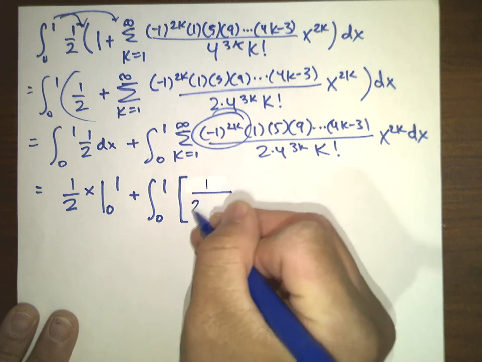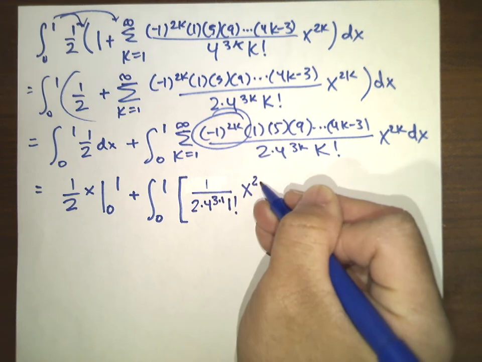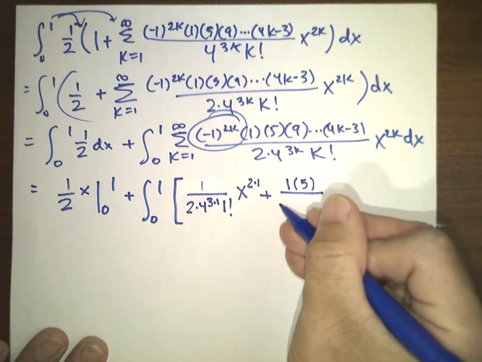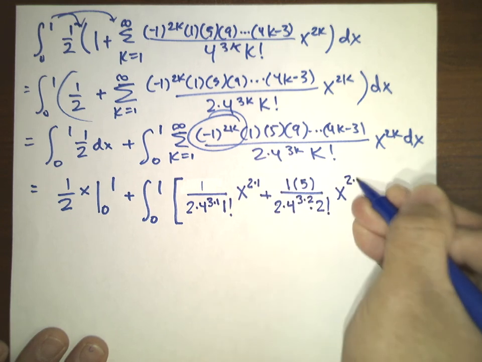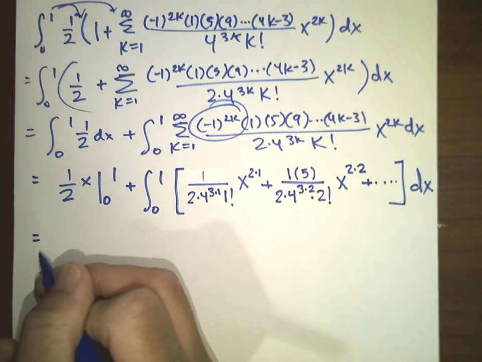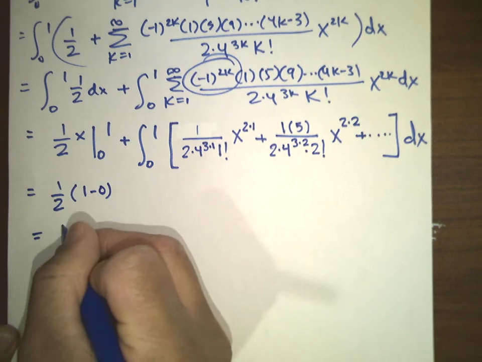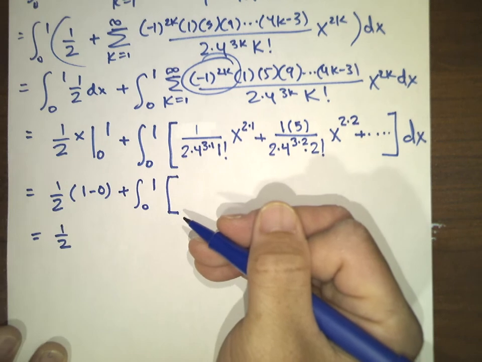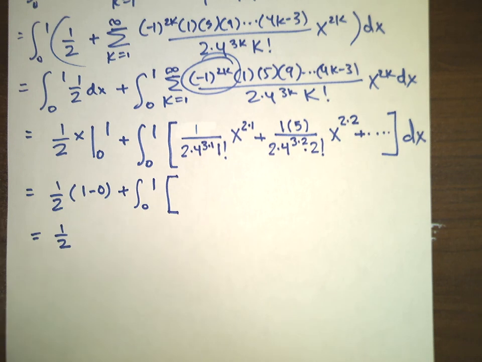1 over 2 times 4 to the 3 times 1, then 1 factorial x to the 2 times 1, all right, plus 1 times 5 over, that will be 2 times 4 to the 3 times 2 factorial x to the 2 times 2, then plus, and so on, all right, dx. So if I evaluate 1/2 x from 0 to 1, I have 1/2 times 1 minus 0. So that's easy, that's just 1/2. And then plus the integral from 0 to 1. Let's simplify this here. So we have the 1 over 2 times 4 to the third times 1.